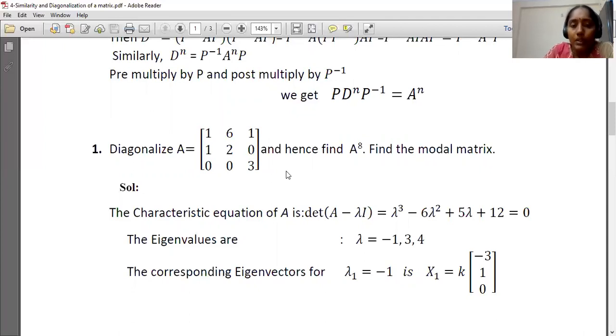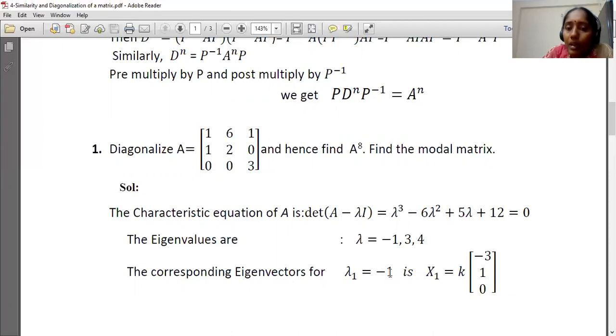For that, first we need to find the characteristic equation of A, that is, determinant of A minus lambda I is 0, which is, here we directly wrote, lambda cube minus 6 lambda square plus 5 lambda plus 12 equals 0. The roots of this equation are minus 1, 3, 4. For each eigenvalue, there exists a non-zero eigenvector. In the previous video, we learned how to find eigenvectors corresponding to eigenvalues. Here I am just giving the answers.